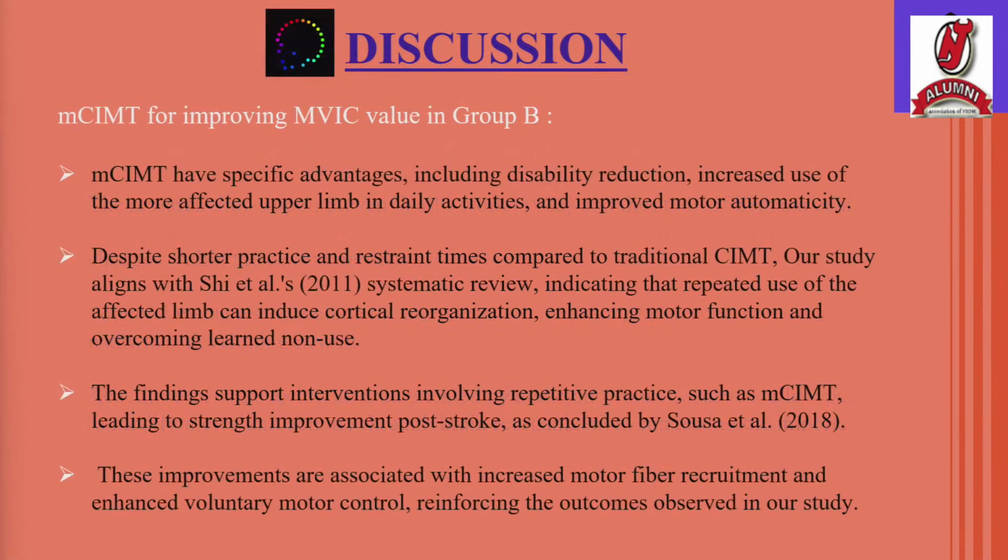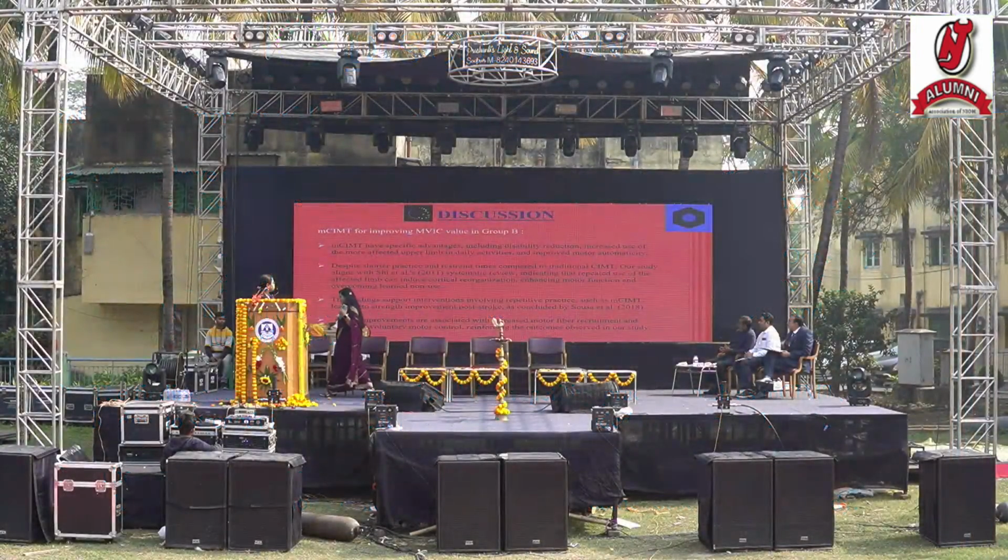And in group B, the MVIC value improved by CIMT, as suggested by Sai et al. in his systematic review, that repeated use of the affected limb can induce cortical reorganization, enhance the motor function and help the patient overcome the learned non-use phenomenon. It is also suggested that it increases motor fiber recruitment and maximizes voluntary motor control, reinforcing the outcome observed in our study.